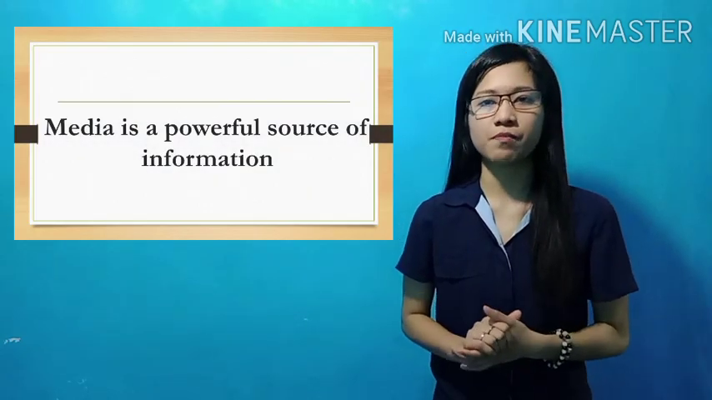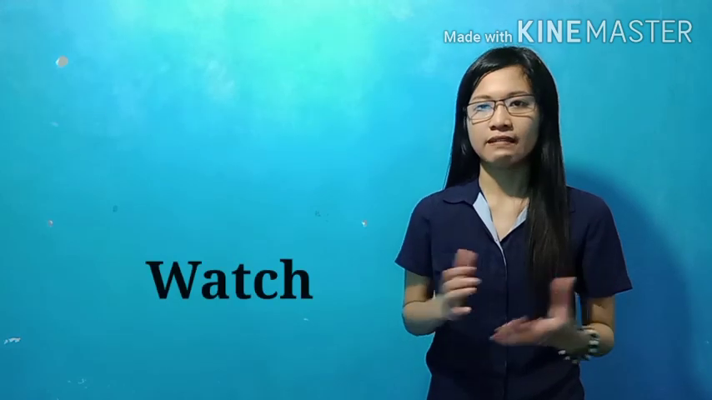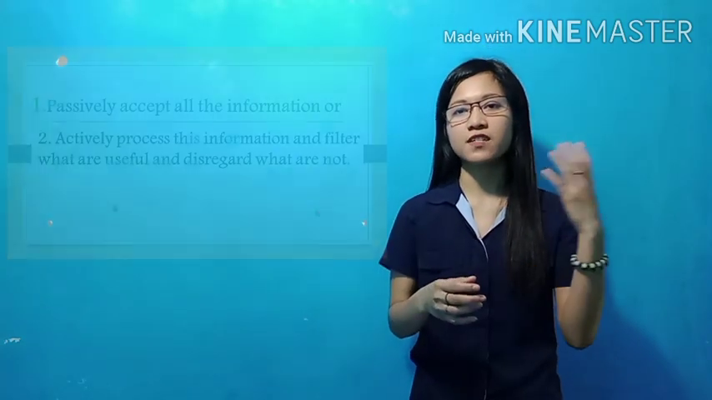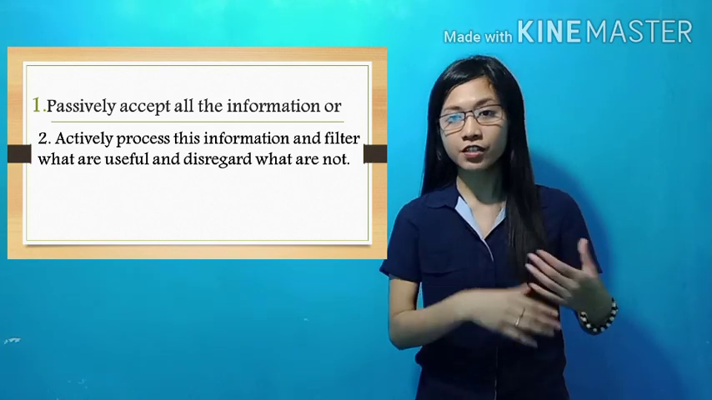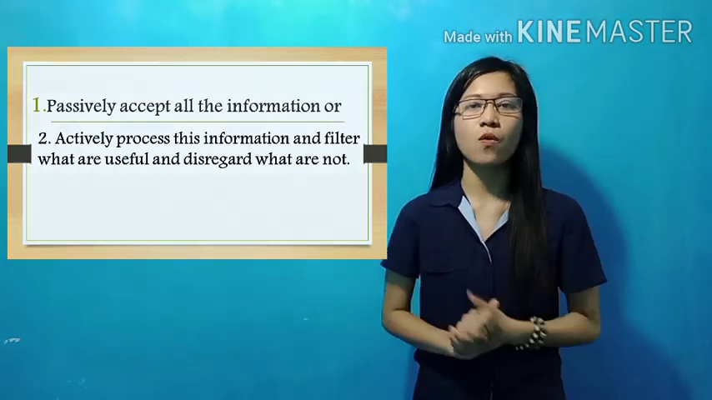Media is a powerful source of information. People tend to become attracted to whatever they want to hear, listen to, or watch, so they keep wanting more from media sources. In processing this information, we have two choices. It's either passively accept all the information or actively process all the information from media sources and filter what is useful and disregard, neglect what is not. Being an information literate individual, we must choose option number 2. We have to be responsible in consuming information and in producing information. We have to be responsible in using media, as consumers. Process all the information, use what is useful and important, and neglect, dispose of those that are not.